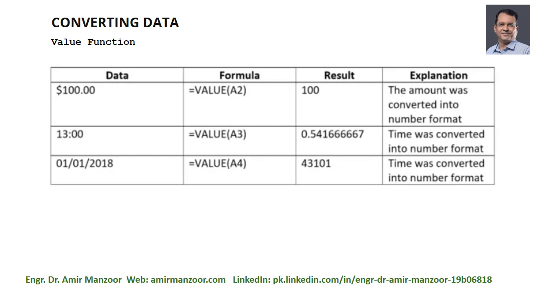So in this case, the value function converts the amount into the number format. Similarly, if you look at the second example, 1300, so if we assume that this value is stored in cell A3 of the Excel worksheet, and we type this formula, equals VALUE(A3), into another Excel cell, then the result we will get is 0.5416667. What is happening here? The VALUE(A3) function has converted the 1300, which was a time value, into a number format.